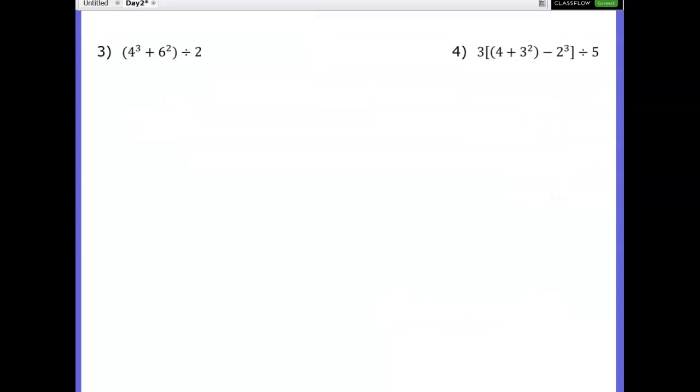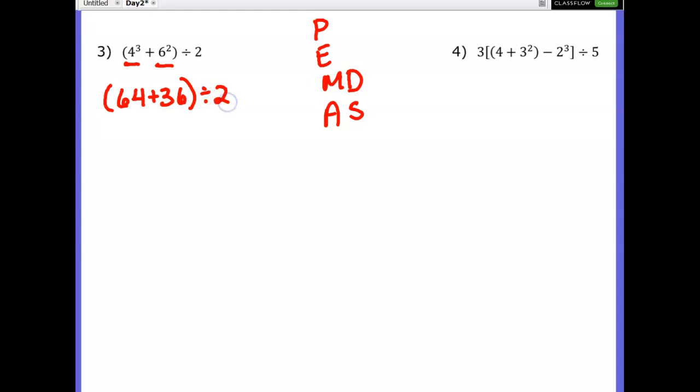Number 3, we've got our parentheses. So I'm going to do what's inside the parentheses. In this case, we've got exponents inside, so I'm actually going to do both of them. 4 to the 3rd power is 64, and 6 squared is 36. I'm going to continue working in the parentheses. 64 and 36 is 100. And I've got 100 divided by 2, which would then give me an answer of 50.